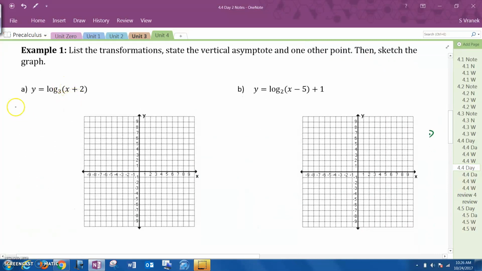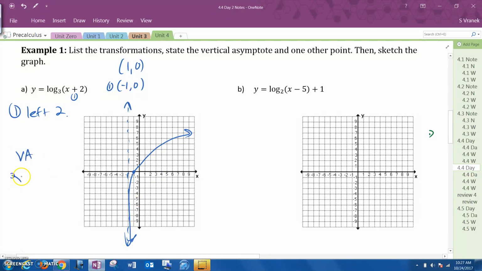So this one you should note that the only transformation here is left 2, which means that my vertical asymptote is moving 2 to the left right here. And I know the point started at (1, 0), so after the transformation the point is now at (-1, 0). So there's my point. And that's the graph pretty much. You just have to then sketch a graph going through those points. And I will say the vertical asymptote is x equals negative 2. And my point that I'm at is there. Because we care about the one point and the vertical asymptote.